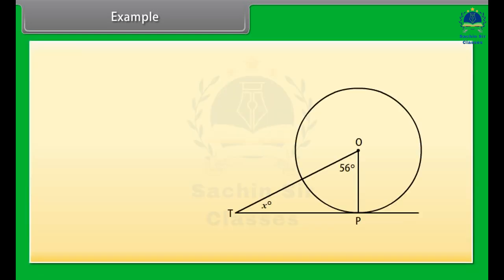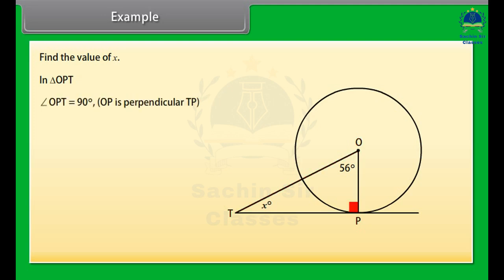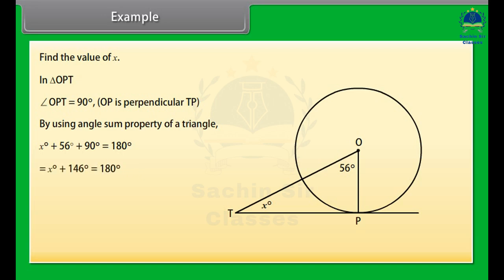Example. Look at the figure given. Find the value of X. In triangle OPT, angle OPT is 90 degree because OP is perpendicular to TP. Also, by using the angle sum property of a triangle, we can say that X degree plus 56 degree plus 90 degree is equal to 180 degree, which is X degree plus 146 degree equals 180 degree. Solving this, we get X as 34 degree. Hence, the value of X is 34 degree.